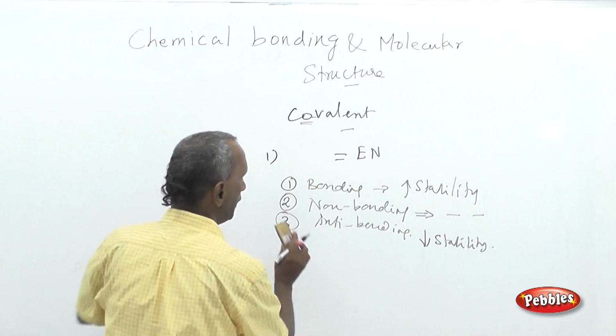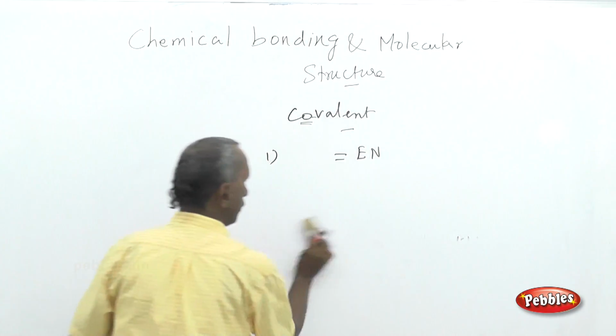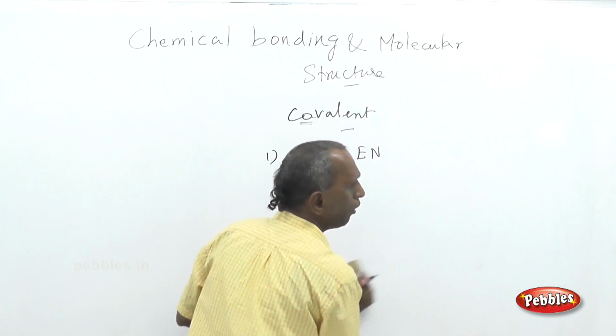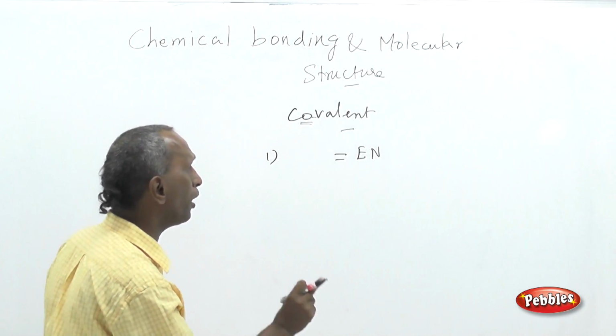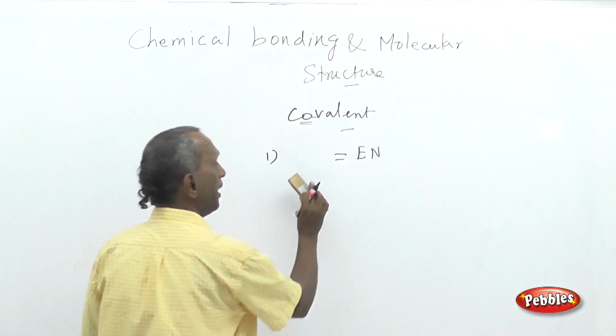This we can illustrate well in molecular orbital theory later. For now we just have to note it and recall this point: what is meant by bonding electrons, anti-bonding electrons and non-bonding electrons. We will come to that later.